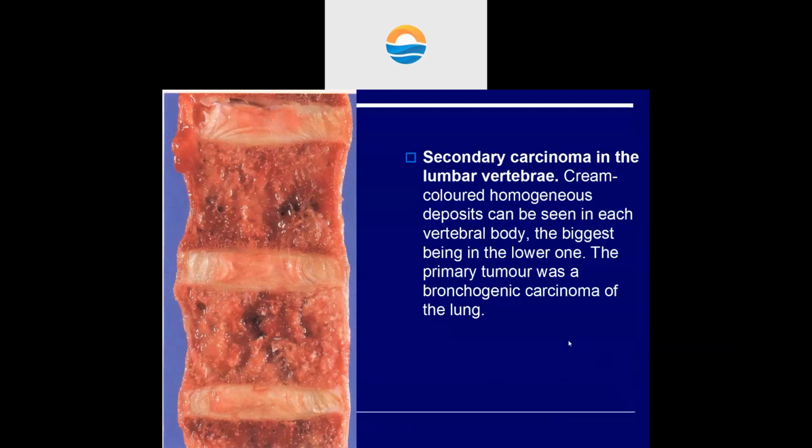Here you see the secondary carcinoma in the lumbar vertebra. A cream-colored homogeneous deposit can be seen in each vertebral body, the biggest being in the lower one. The primary tumor was a bronchogenic carcinoma of the lung.